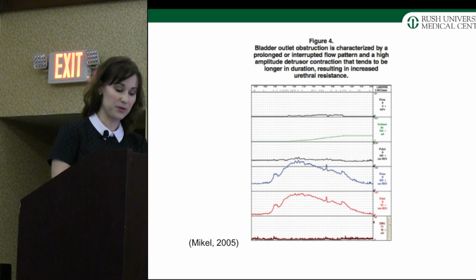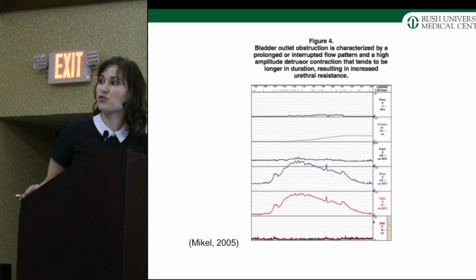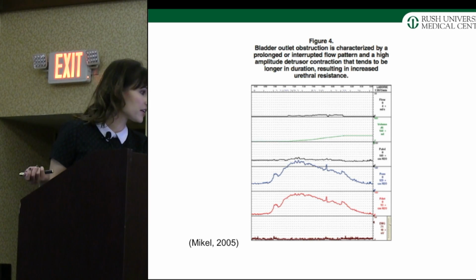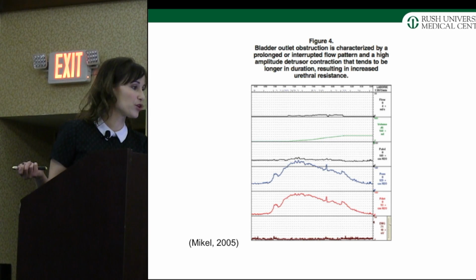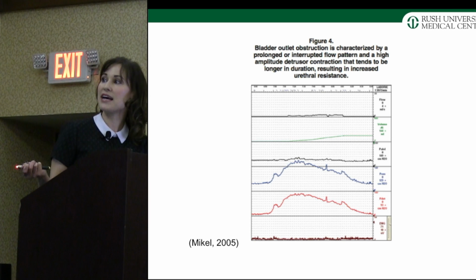This is another example of bladder outlet obstruction. You can see here the vesical catheter is here. Your detrusor pressure is in red. And your flow on this one is on the very top. So high pressure, low flow.